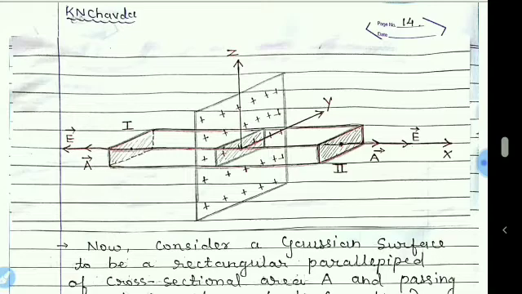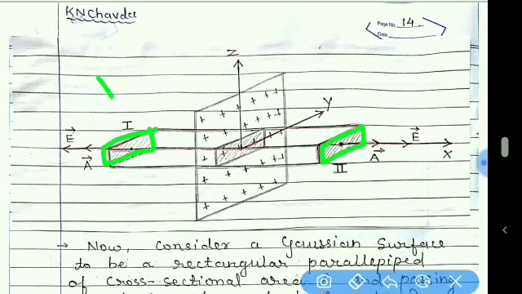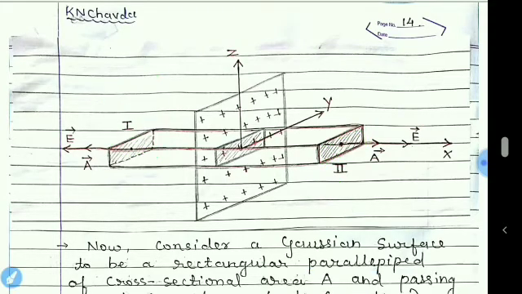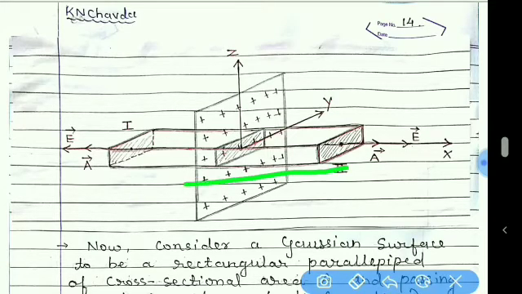Out of the 6 faces, the flux is linked with the 2 faces only, which are on the left side and the other on the right side. The rest of the 4 faces do not contribute to the flux. So here I have named these 2 faces face 1 and face 2. The flux linked with these 2 faces will contribute the flux of the total parallelepiped.